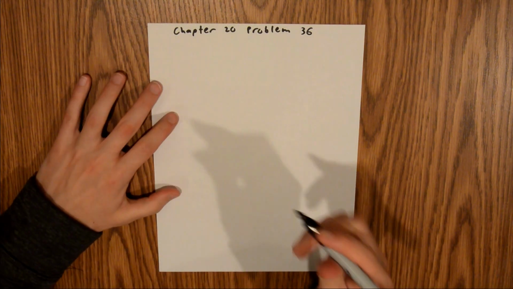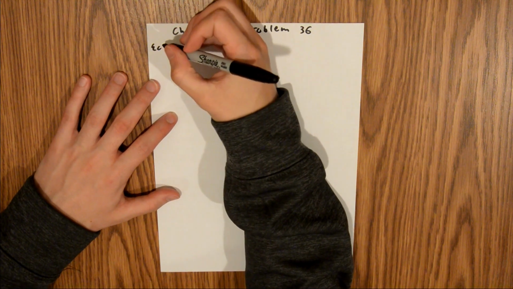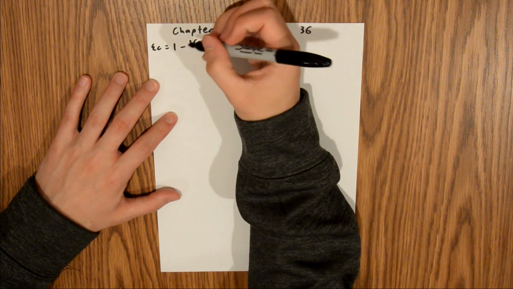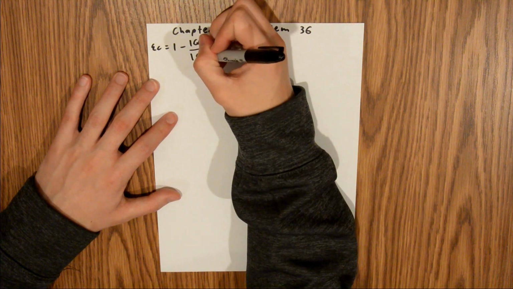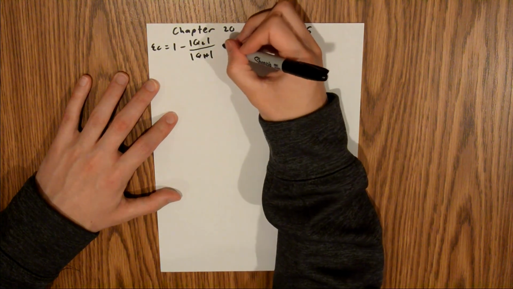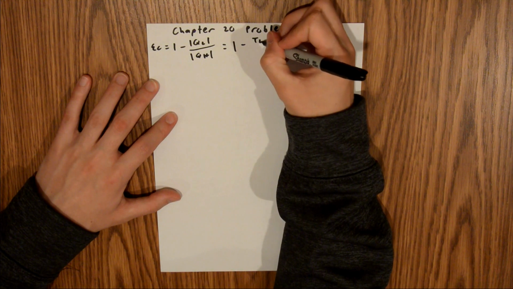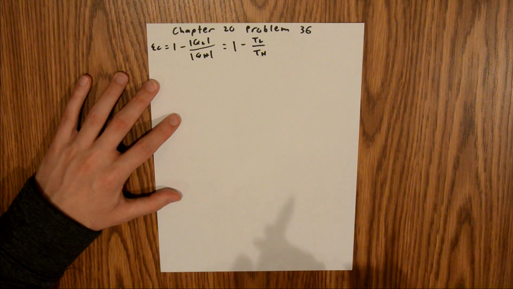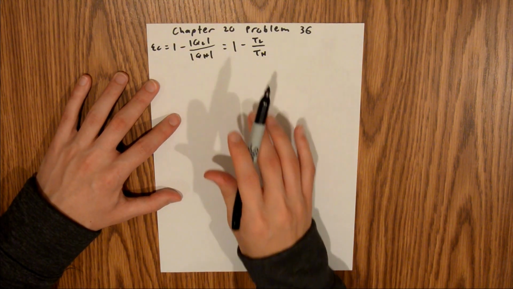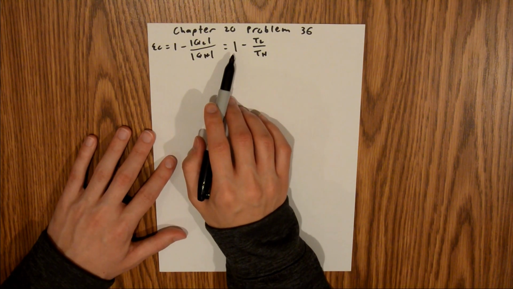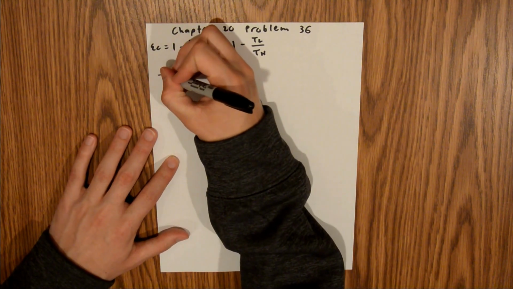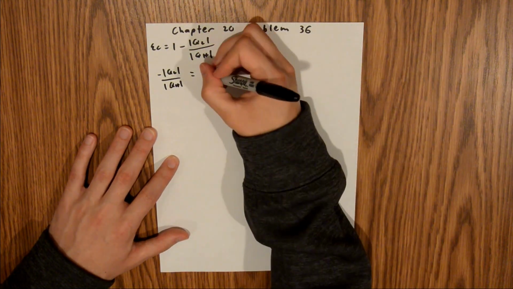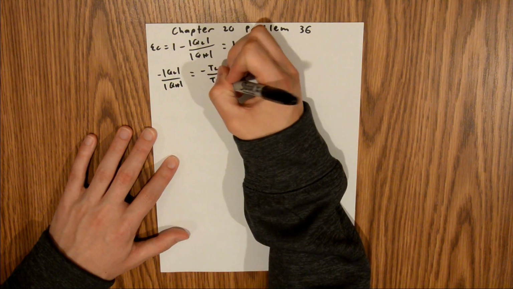And so we know that the efficiency of a Carnot engine is equal to 1 minus the heat of the lower temperature reservoir over the heat of the higher temperature reservoir. And that is equal to 1 minus temperature of the low reservoir over temperature of the high reservoir. And in this problem we're looking for how much heat is transferred to the room, and so we're looking for the QH. And so what we can do here is subtract 1 from both sides, and so that's just going to leave us with negative QL over QH is equal to negative TL over TH.